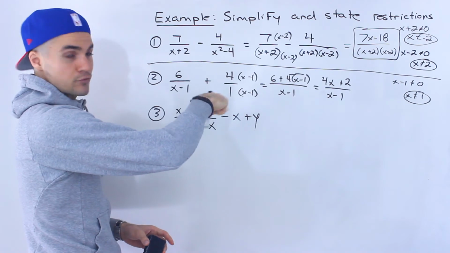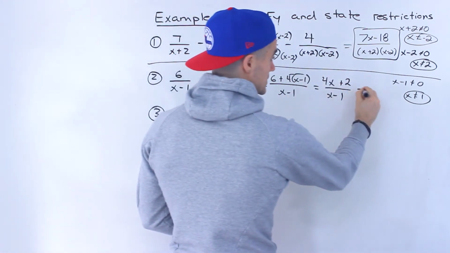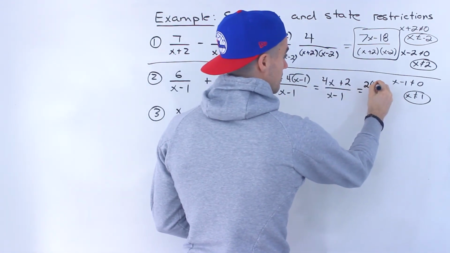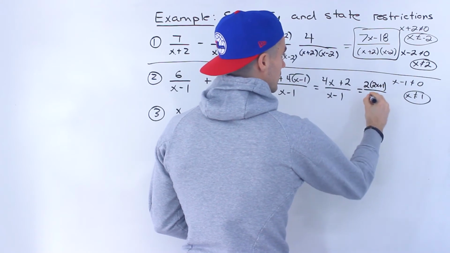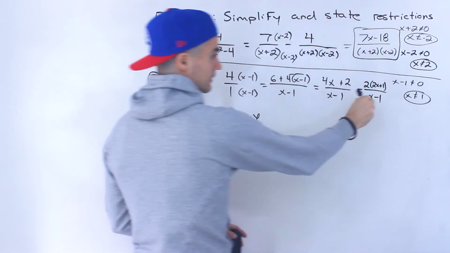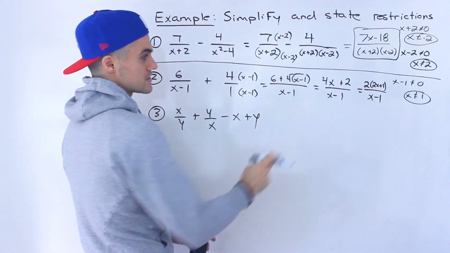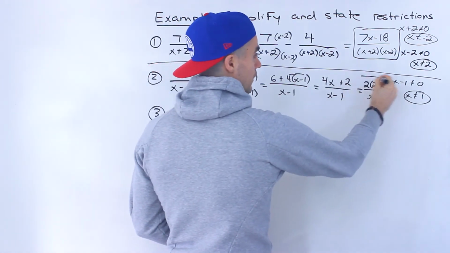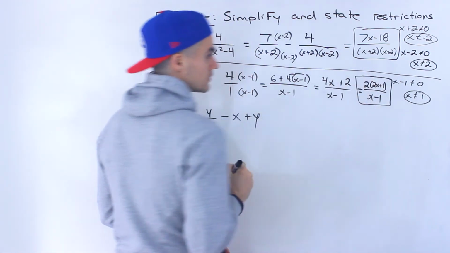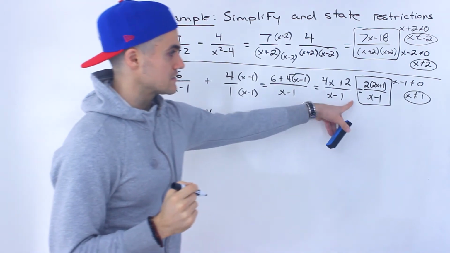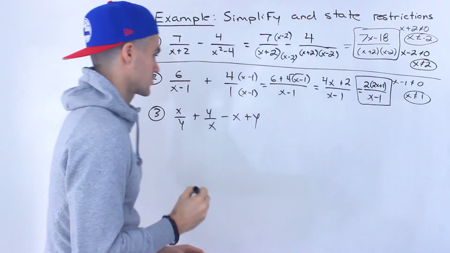Now let's see if we could factor further. We could take out a 2 from the top, but there's nothing that's going to cancel out further. So either of these two is the simplified version. I think this one looks nicer. So that's the final answer, and that's the restriction right there.